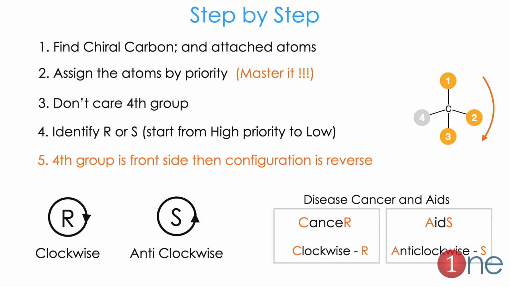To help with memory, I have given some acronyms. Clockwise means R, anti-clockwise means S. Here I have given two diseases to remember. Cancer: cancer starts with C and ends with R. C stands for clockwise direction, R stands for the configuration. Then AIDS: AIDS starts with A and ends with S. A represents anti-clockwise here, S will be its configuration.